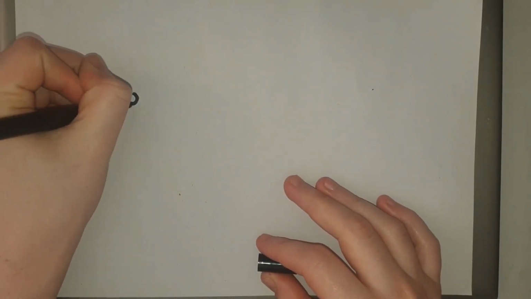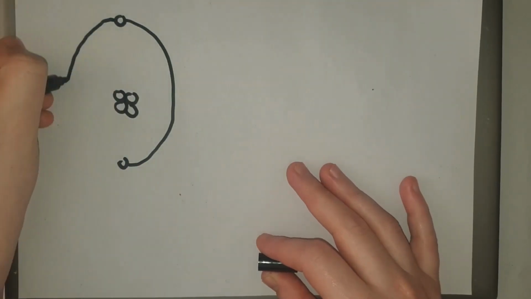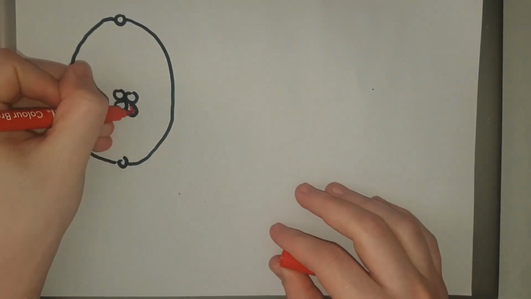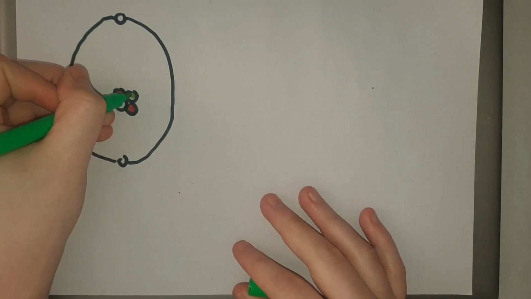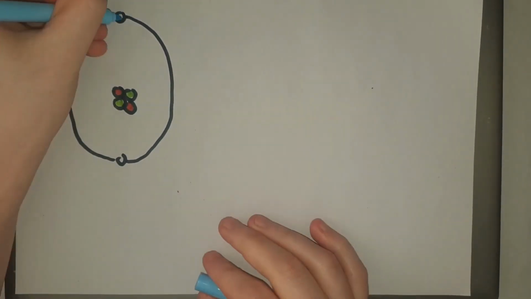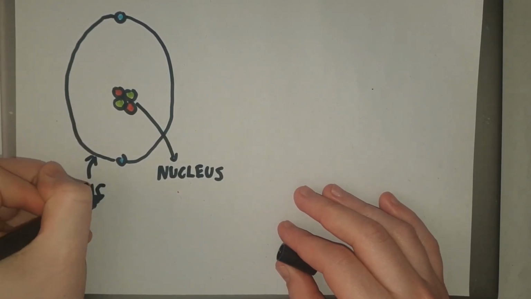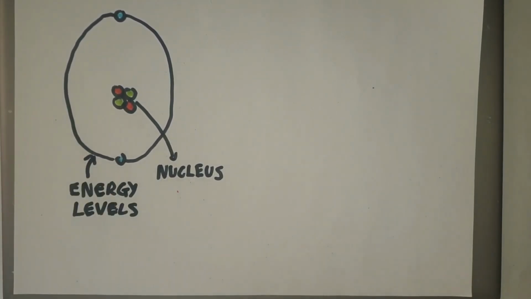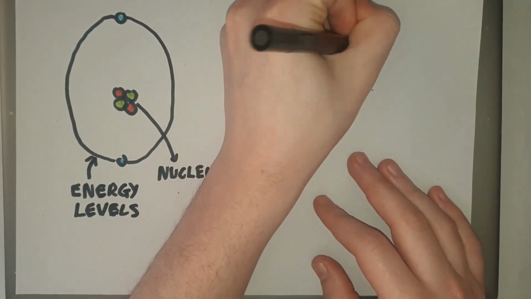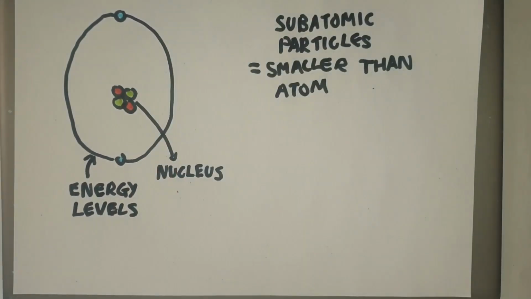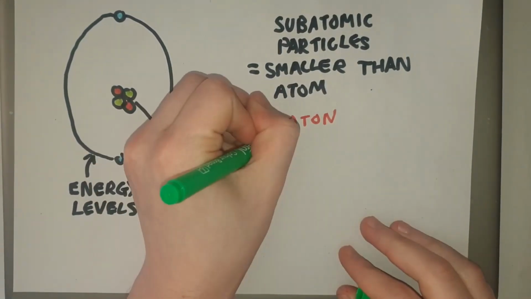So the atom is made up from three particles: the proton, the neutron and the electron. The proton and the neutron are the particles which make up the nucleus, so we call these two particles nucleons. Then we have the electrons, which we've come across before. These electrons orbit the nucleus in energy levels. Because all these particles are smaller than the atom, we can refer to them as subatomic particles.